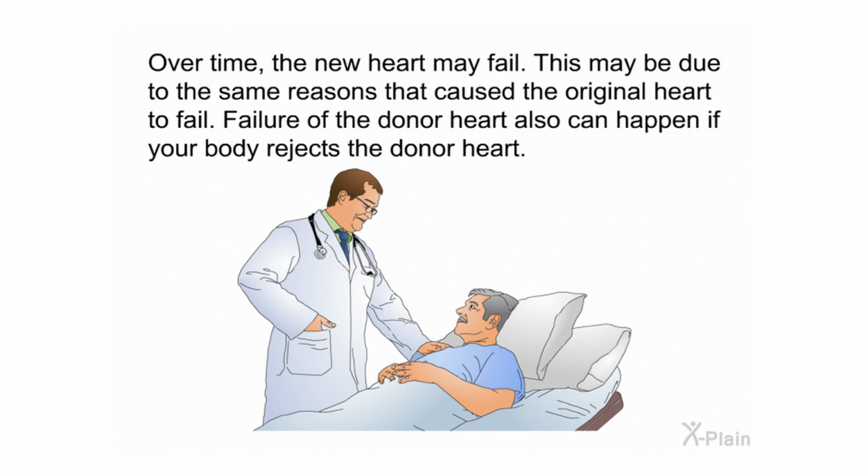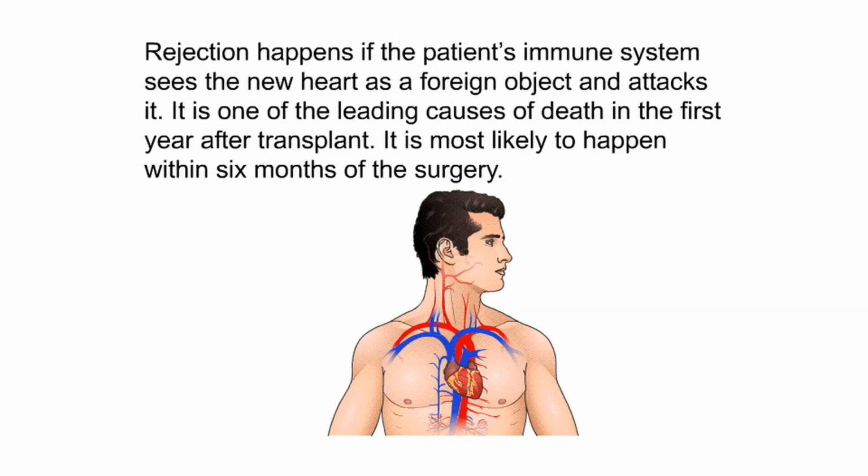Over time, the new heart may fail. This may be due to the same reasons that caused the original heart to fail. Failure of the donor heart also can happen if your body rejects the donor heart. Rejection happens if the patient's immune system sees the new heart as a foreign object and attacks it. It is one of the leading causes of death in the first year after transplant. It is most likely to happen within 6 months of the surgery.